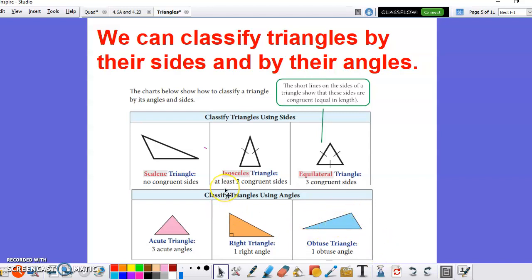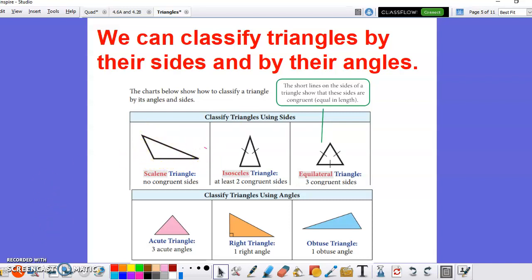So now, a triangle could have more than one name, so we could classify it different ways. We could classify this one as a scalene triangle because all of the sides are different. It means that we have no congruent sides, and you might see some little marks like this sometimes. That just means that the short lines on the sides of a triangle show that the sides are congruent or equal in length. So when I look at this scalene triangle here, all of my sides are different. Well, when I look at this large angle right here, I see that it's an obtuse angle.